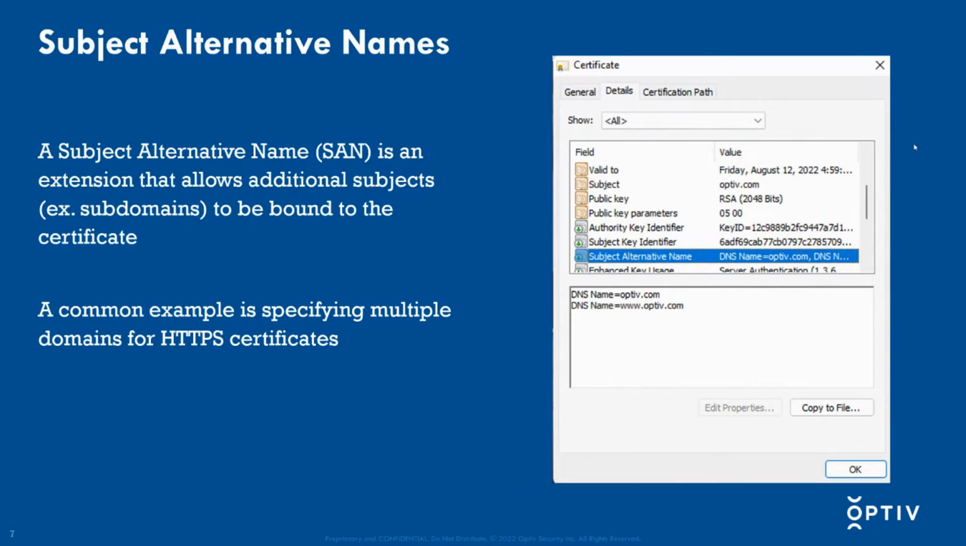There are a few fields that we're mostly concerned with on these certificates. The first one is subject alternative names. The textbook definition is an extension that allows additional subjects to be bound to a certificate. An example to make it easier: if you have certificates for HTTPS, instead of having a different certificate template for every single subdomain, here we can have the main name optiv.com and the subject alternative name of www.optiv.com or email.optiv.com. So you can specify things like subdomains in there, so you only have to use the one certificate.